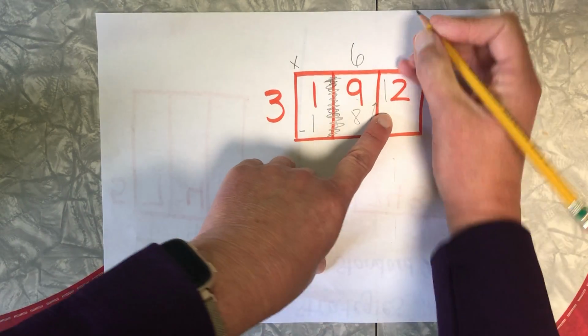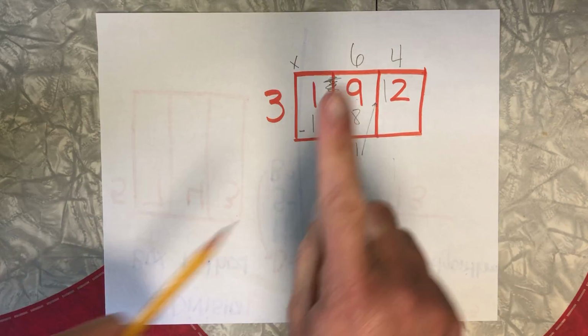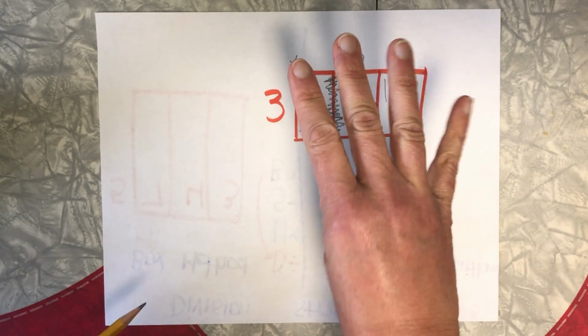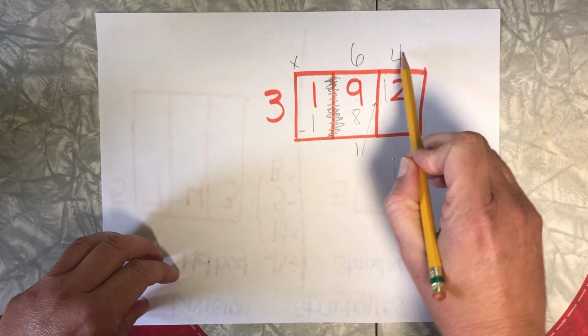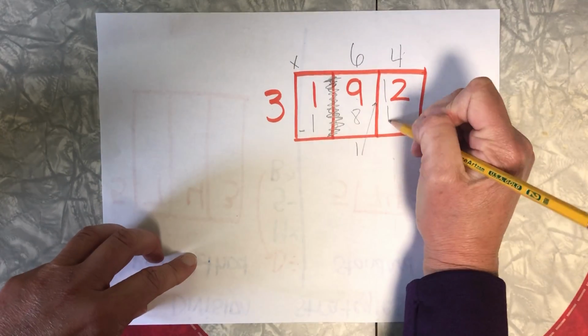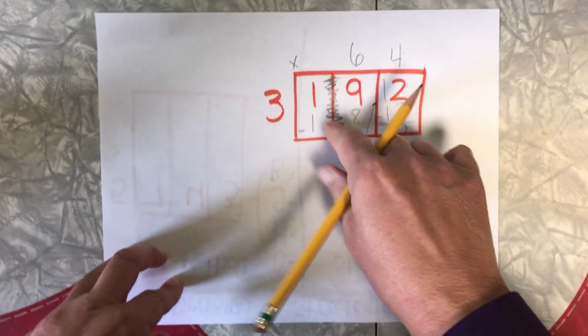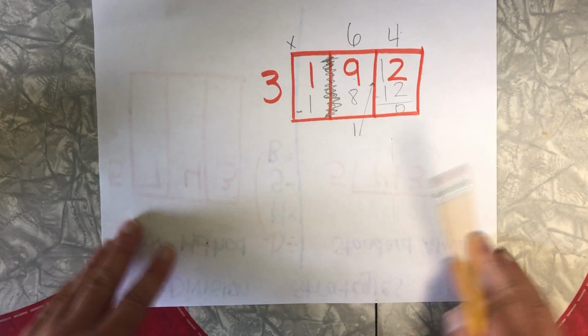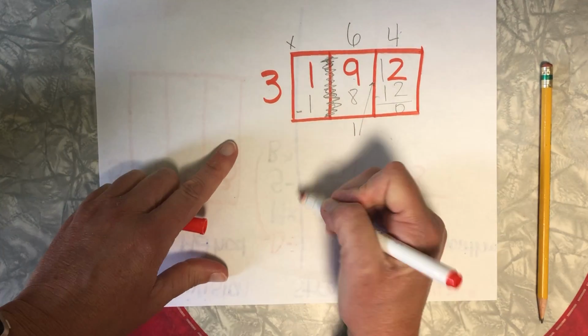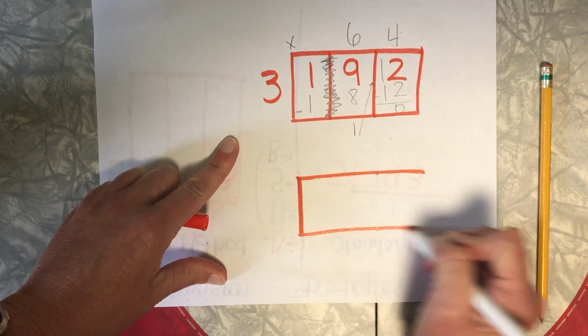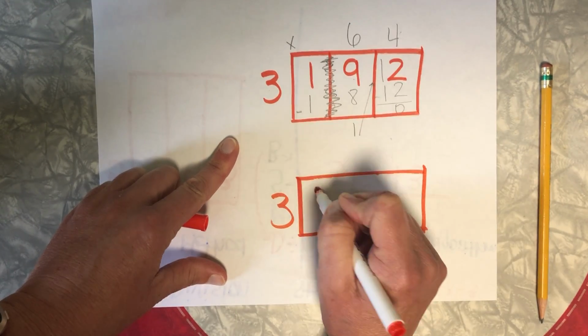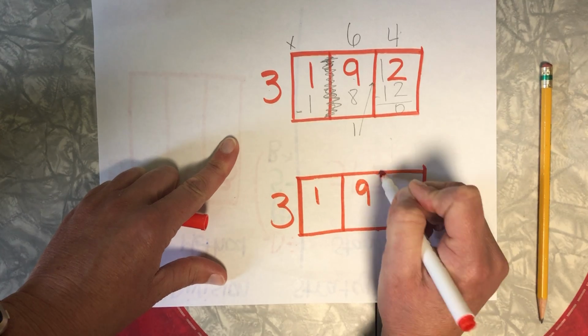3 goes into 12 4 times. 3, 6, 9, 12. That's evenly. 4 times 3 is 12. And I have no remainder. So this can happen. Some of you are more familiar, more comfortable with doing it like this. And this works too.